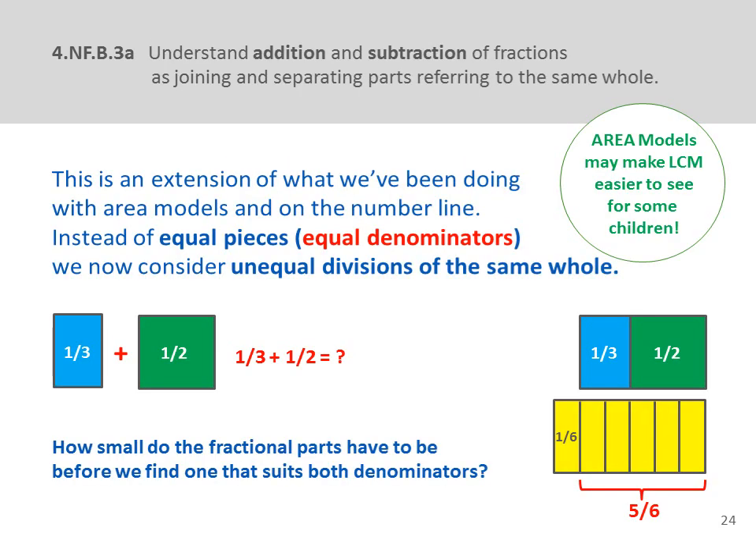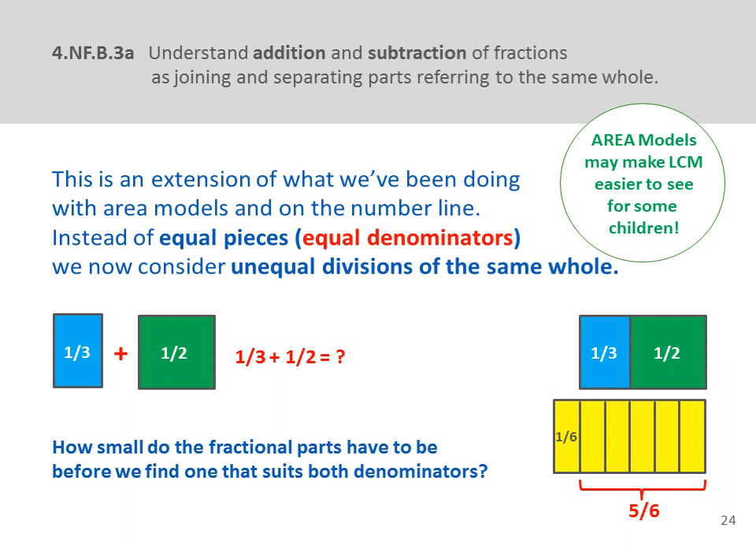The next standard for NF.B.3.A reads, understand addition and subtraction of fractions as joining and separating parts referring to the same whole. This can be introduced as an extension of what we've been doing with area models. But now we begin to join together fractions with unequal denominators. When we do this, the combined fractions often produce a fractional answer with an area that cannot be expressed in either denominator.